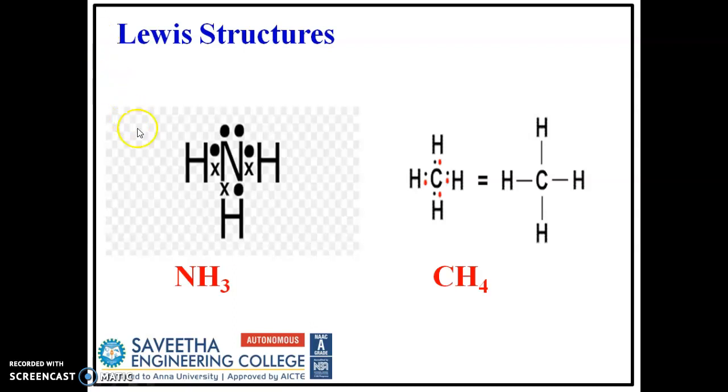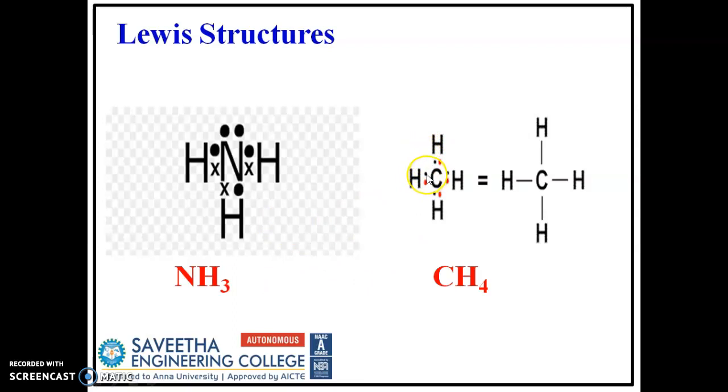So here the dot is for nitrogen electrons and X is for hydrogen electrons. So this is the Lewis structure of ammonia. And now the next one is the methane molecule. Here the central atom is carbon. The atomic number for carbon is 6 and the electronic configuration is 1s2, 2s2 and 2p2. There are 4 electrons in the valence orbital.